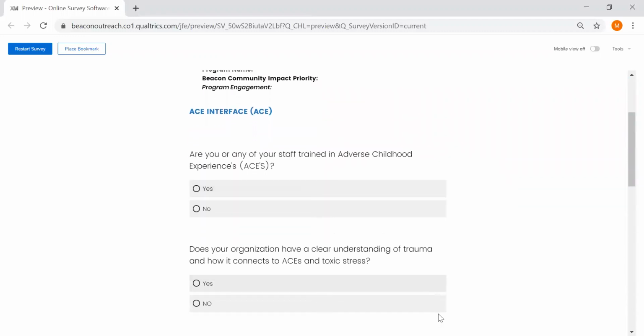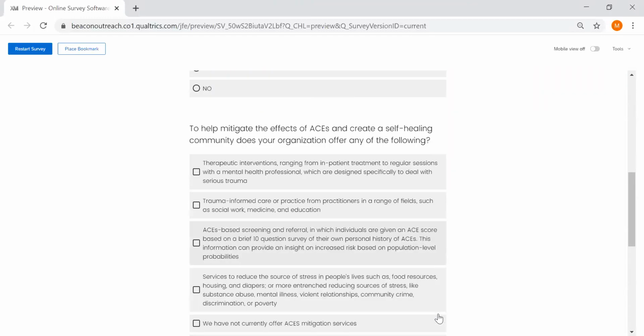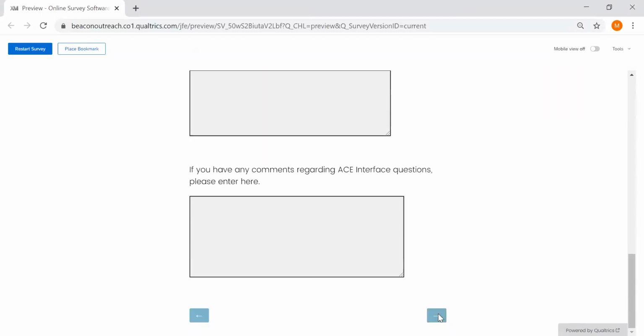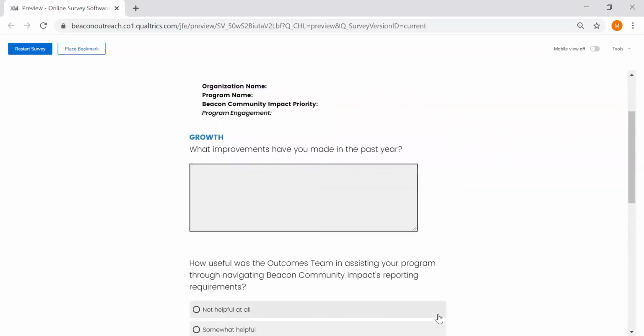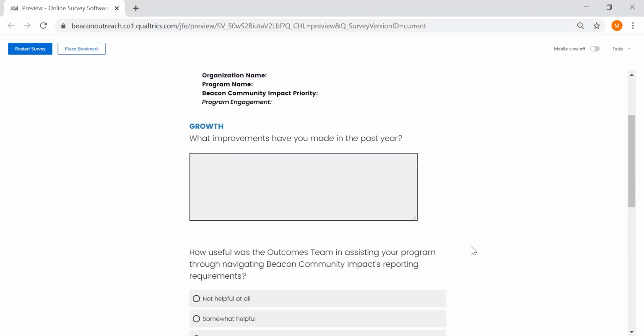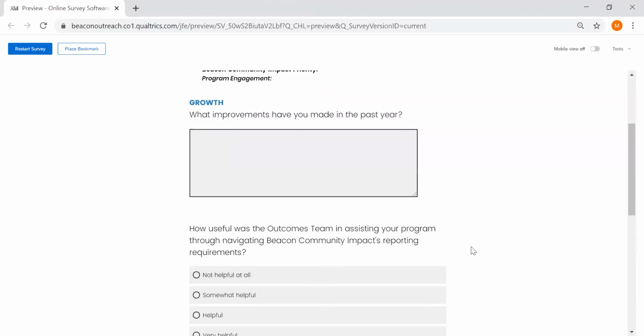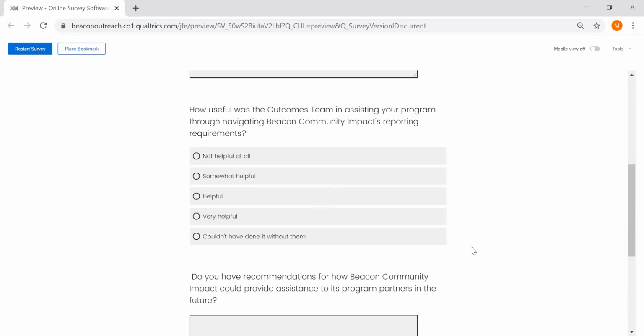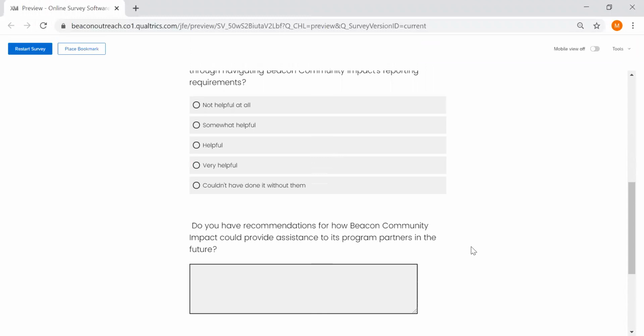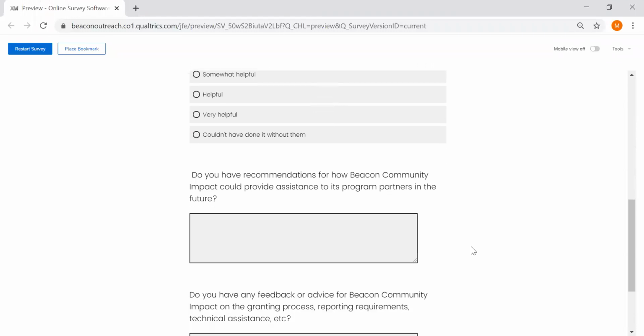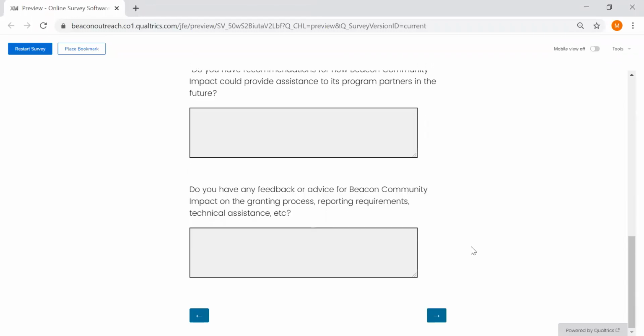So the next section is focused on ACEs. Please respond to these questions as relevant. And the last section is called growth. So first, let us know what improvements you've made in the past year. This could be a new building, implementing a new monitoring and evaluation framework, a new collaboration, partnership, and so on. And then we'd like some feedback on the outcomes team support, as well as any additional feedback about Beacon Community Impact or anything you would like to provide.